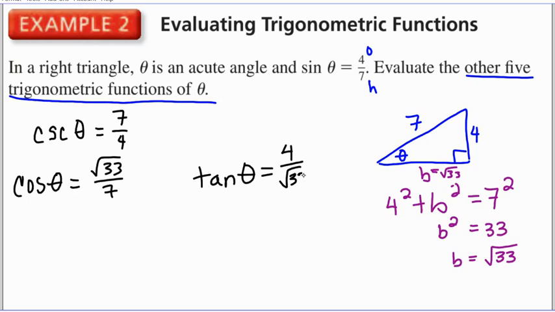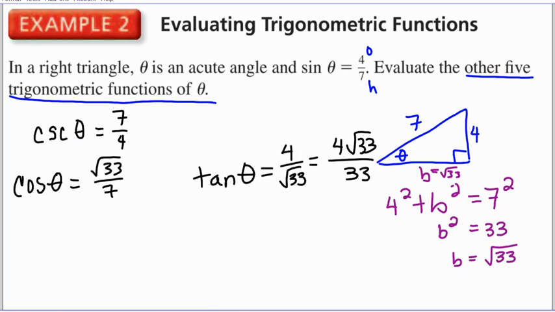square root of 33. Well, I don't leave a square root in the denominator of my fraction, so I need to multiply the numerator and the denominator by the square root of 33, and that's going to turn this into 4 square root 33 over 33.